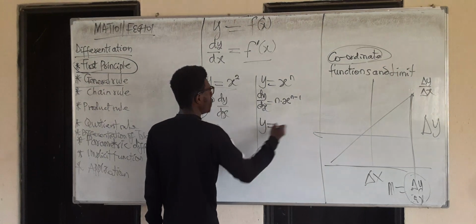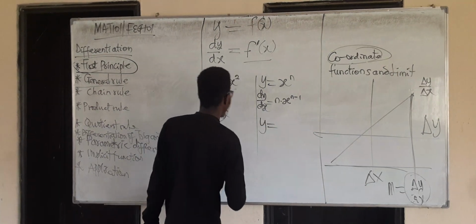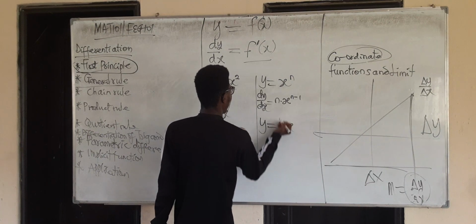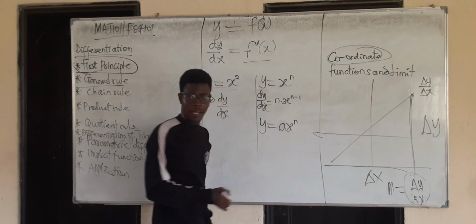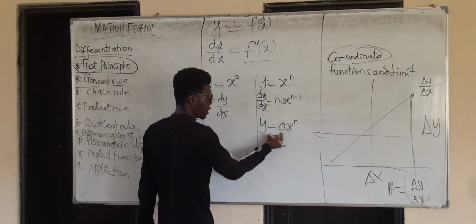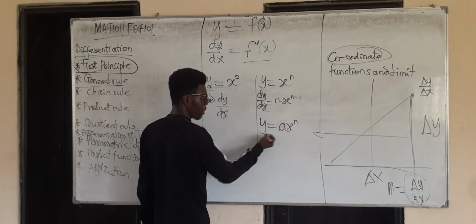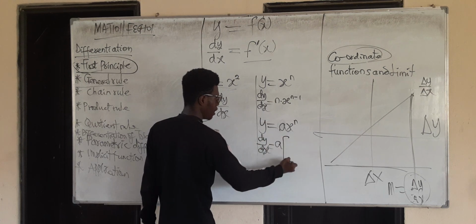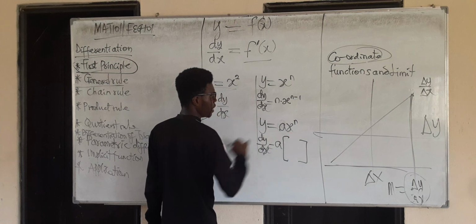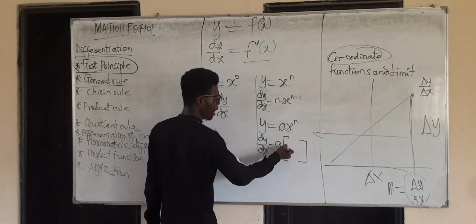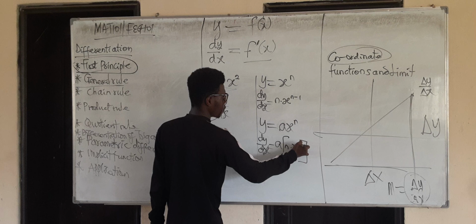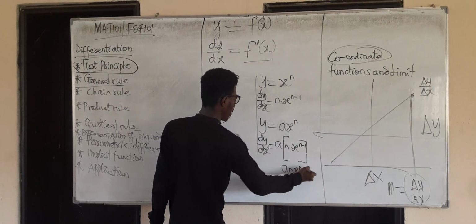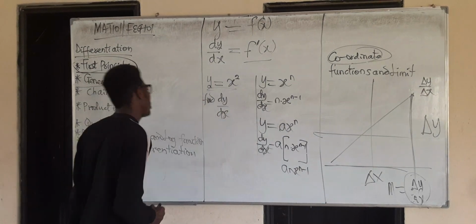What if you have a constant attached to this? Maybe you have 2x, or let me say ax raised to the power n. The differentiation is not going to affect this a. You understand? It will just be dy/dx equal to a, then find the derivative of this one. And if I find the derivative of this one, I'm going to have n times x raised to power n minus 1, which is a n x raised to power n minus 1.